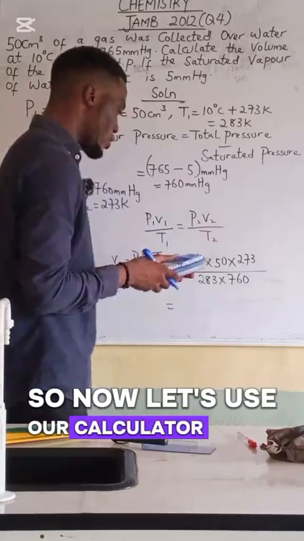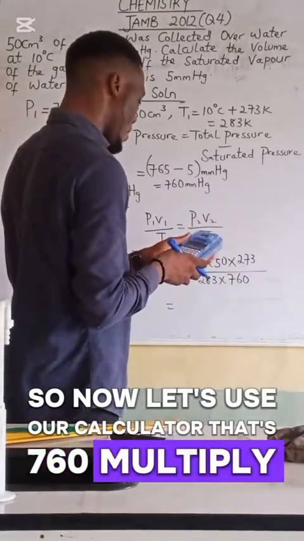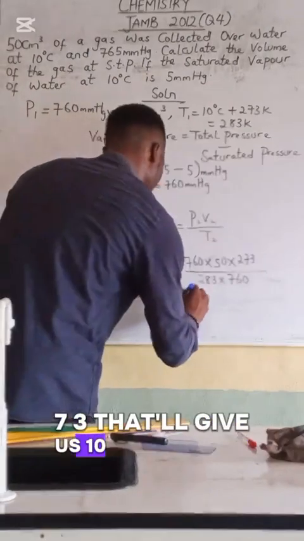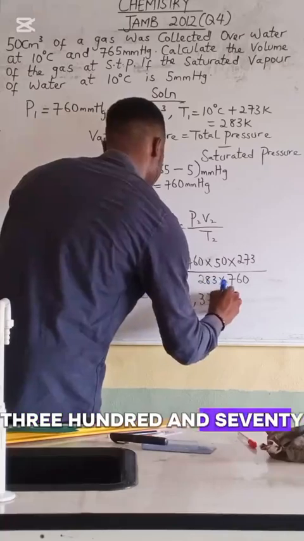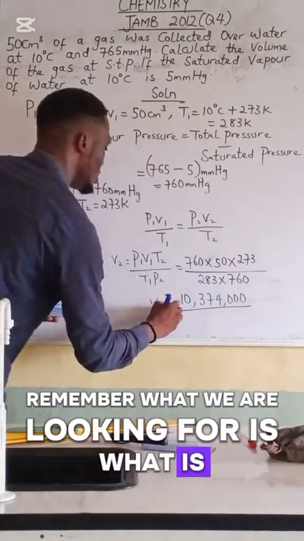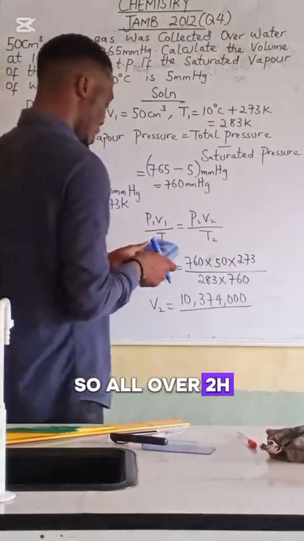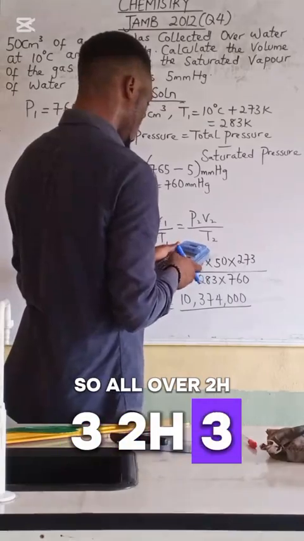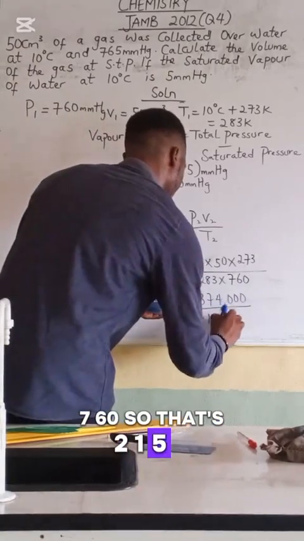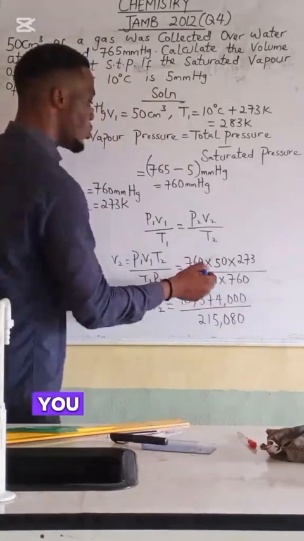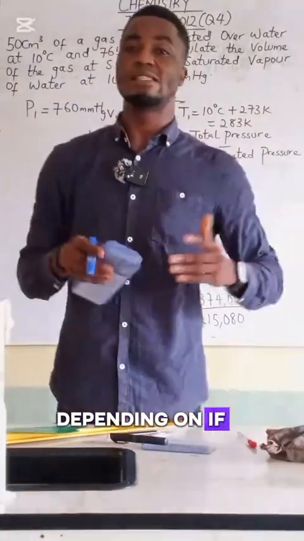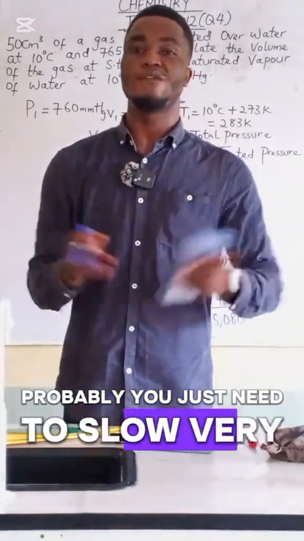Now let's use the calculator. 760 multiplied by 50 multiplied by 273 gives us 10,374,000, all over 283 multiplied by 760, which is 215,080. Remember, we could also have cancelled out the 760s, if you just need to solve very fast to get your answer.